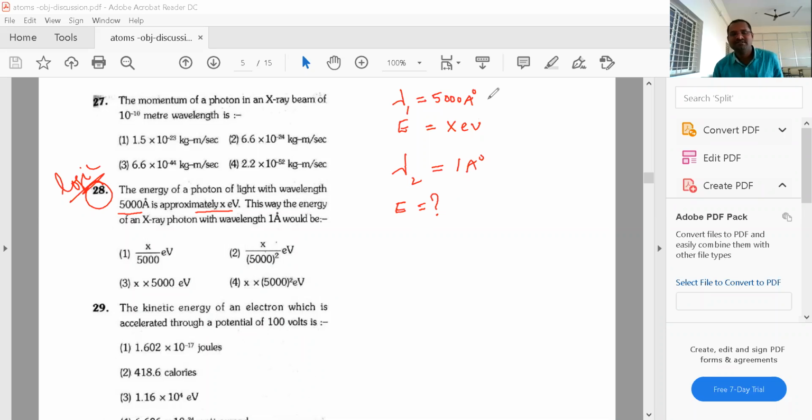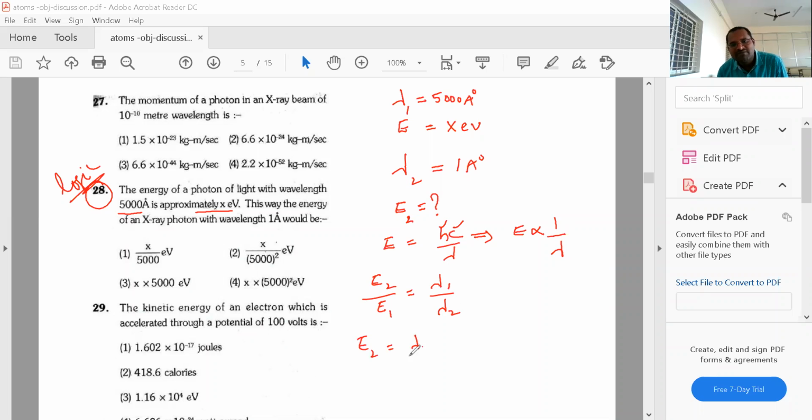Clear? See, simple. We know energy is equal to hc by lambda. That means h is constant, c is constant, so energy is inversely proportional to wavelength. This is E2 you take. I want E2 by E1. Because inversely proportional, it will become lambda 1 by lambda 2. So E2 will become lambda 1 by lambda 2 into E1.